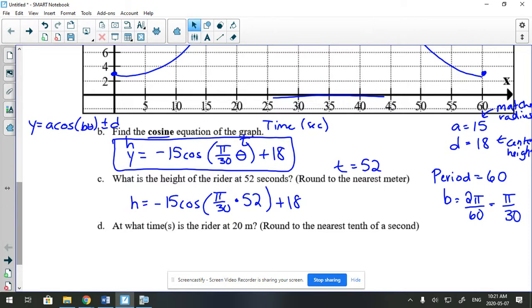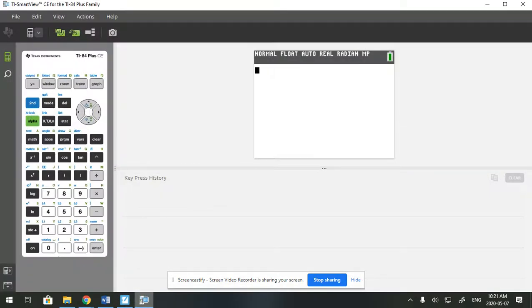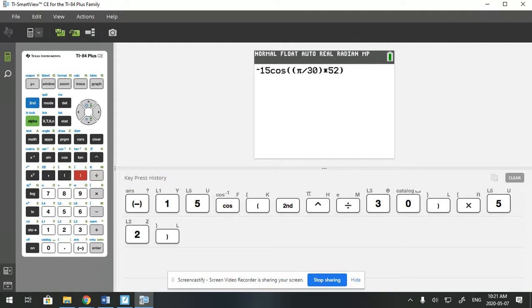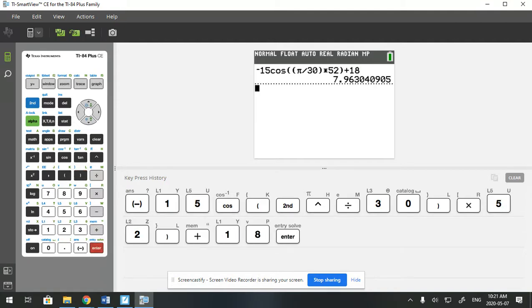So I'll show you how we can put that in real quick. So we have negative 15. Make sure your calculator's in radian mode before you do this, or you're going to get a different answer. Cos, and then I have pi over 30. I'm going to put an extra bracket here. You might not need it, but sometimes I like to err on the side of caution. Pi over 30, and I'm timesing that by 52. And then I'm going to add 18.